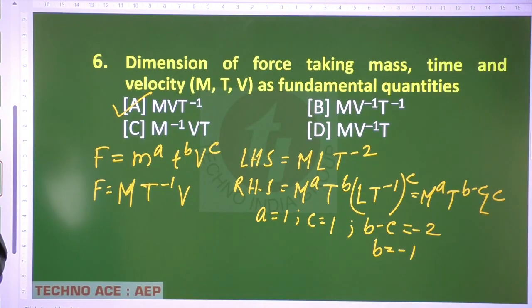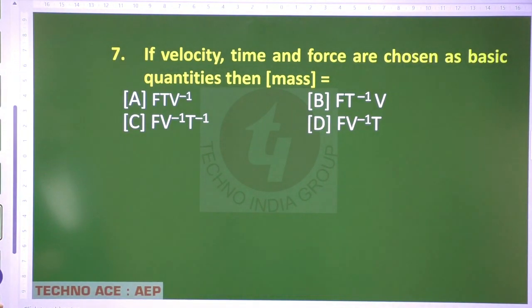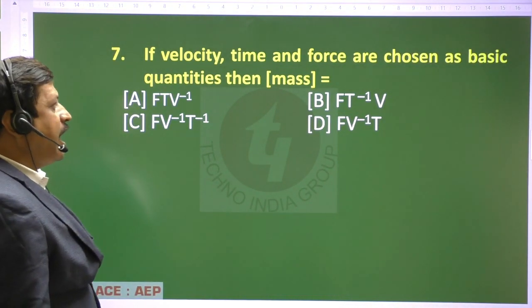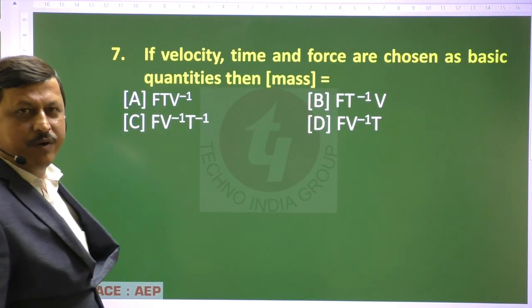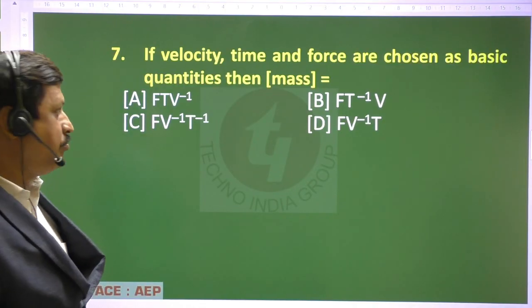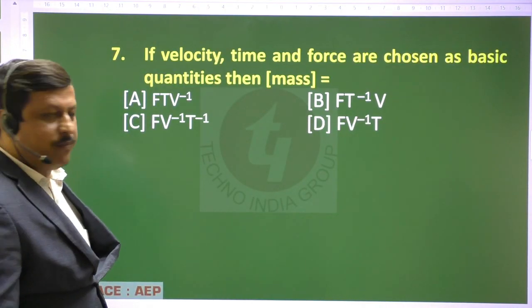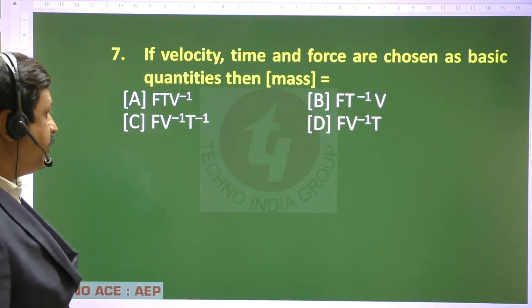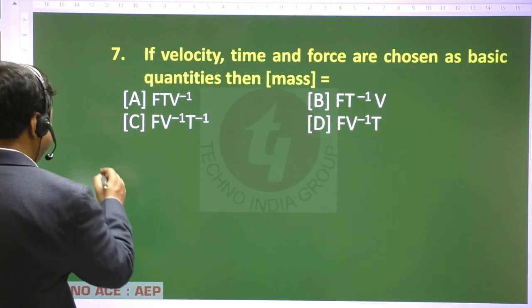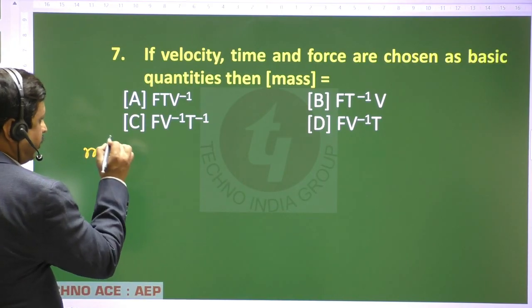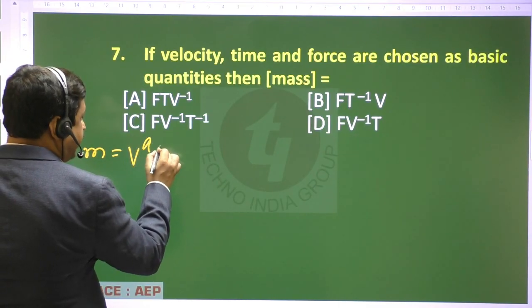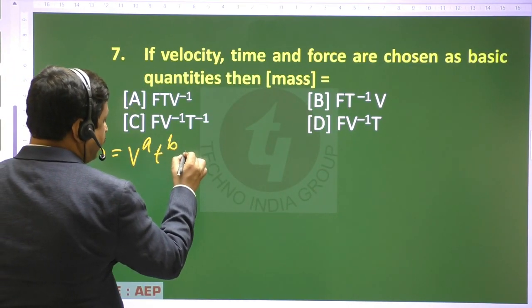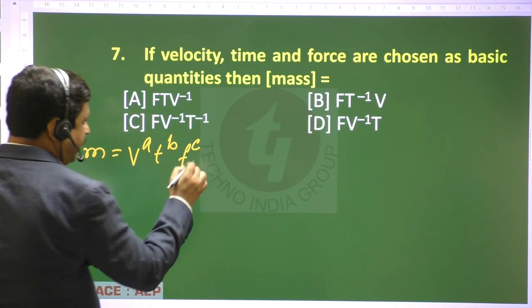Next, there is the same type of question: if velocity, time and force are chosen as basic quantities, then you have to find the dimension of mass. It is the same type of problem. That means mass m equals, with the given relation, v to the power a, t to the power b and F to the power c.